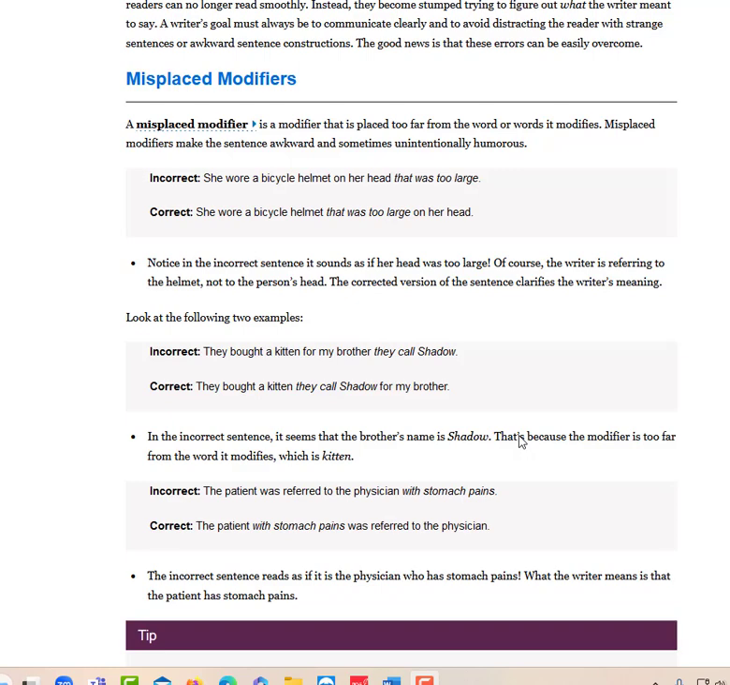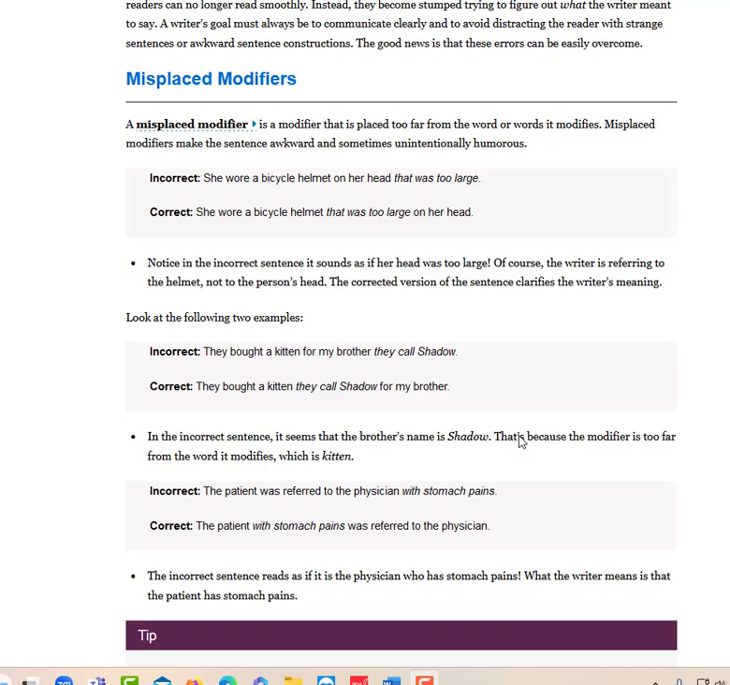Incorrect. They bought a kitten for my brother they call Shadow. Correct. They bought a kitten they call Shadow for my brother. In the incorrect sentence, it seems as if the brother's name is Shadow. That's because the modifier is too far from the word it modifies, which is kitten.